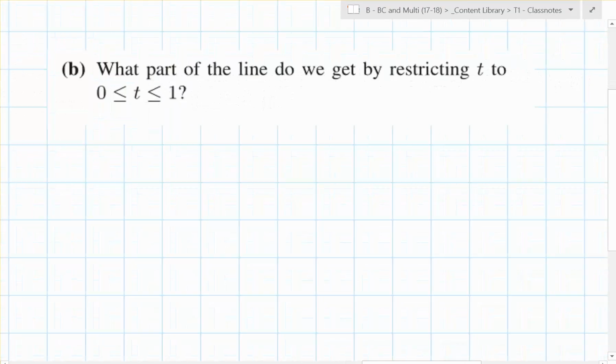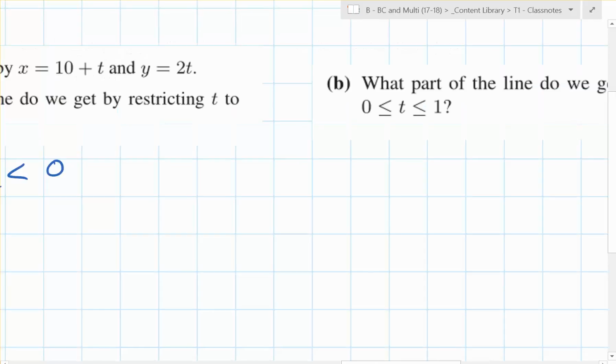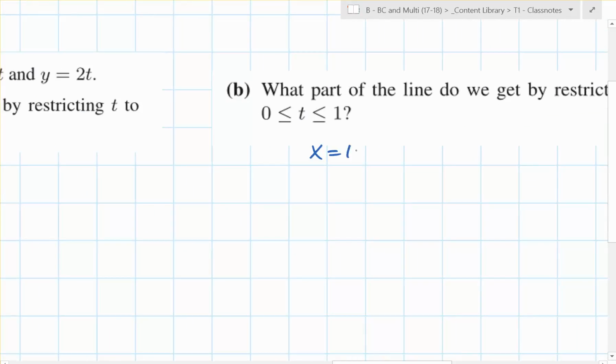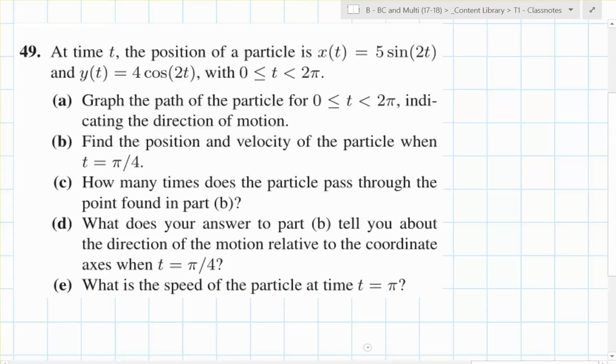B asks you, what part of the line do we get restricting t to 0 to 1? How would you describe the answer to this? Well, we have x is equal to what? 10 plus t. And y is equal to what? 2t. So we're going from 0 to 1. So how would you describe this? The segment going from 10, 0 to 11, 2. Exactly. Because this is when t equals 0, and this is when t is equal to what? 1. Yep.